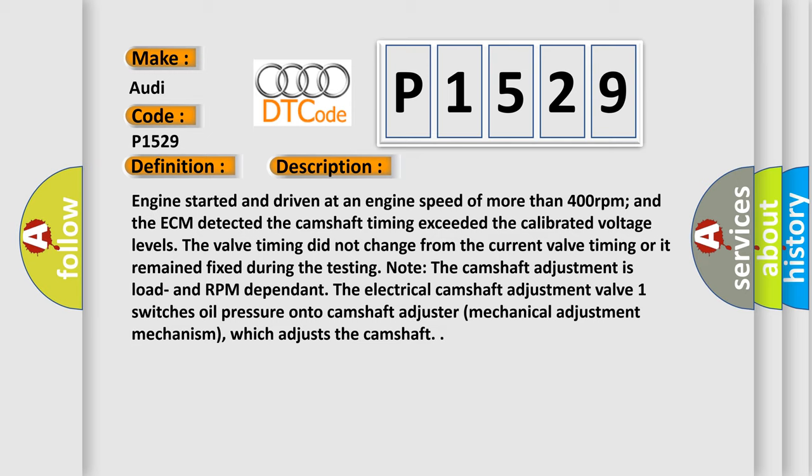The engine was started and driven at an engine speed of more than 400 revolutions per minute, and the ECM detected that the camshaft timing exceeded the calibrated voltage levels. The valve timing did not change from the current valve timing, or it remained fixed during the testing. Note: the camshaft adjustment is load and RPM dependent. The electrical camshaft adjustment valve 1 switches oil pressure onto the camshaft adjuster, a mechanical adjustment mechanism, which adjusts the camshaft.